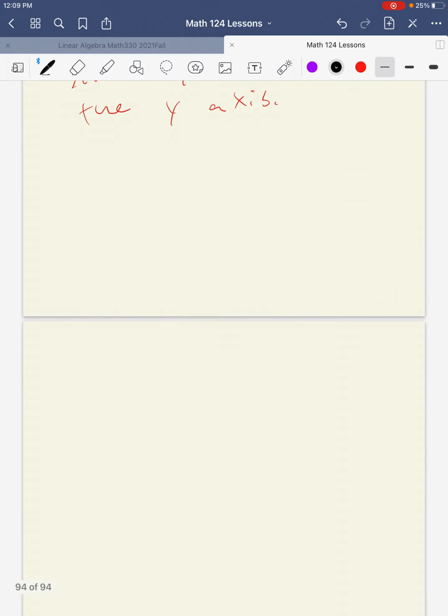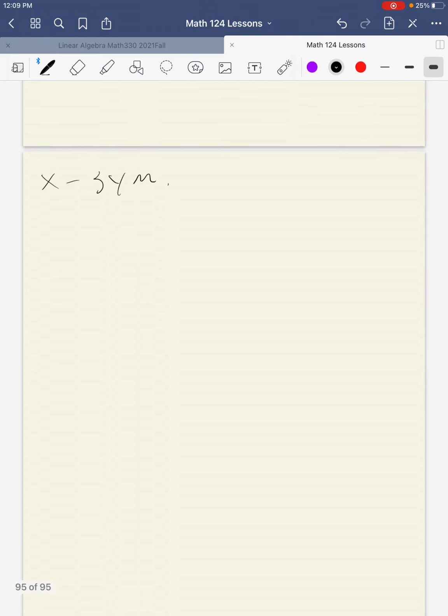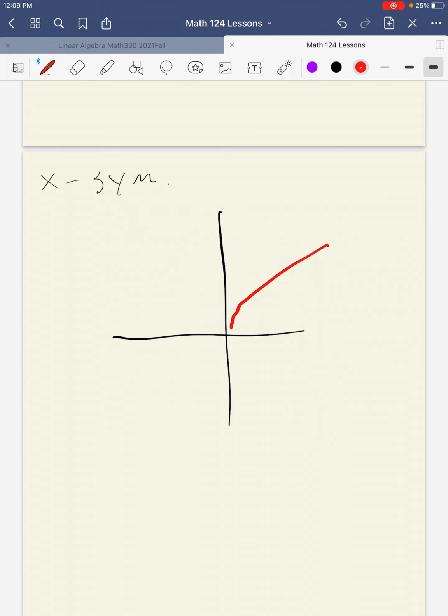Okay, moving on. For symmetry about the x-axis, we have the following picture. This graph here is symmetric about the x-axis. So notice if we plug in some number y and then the negative version of that y, then we would have the corresponding x value be the same.